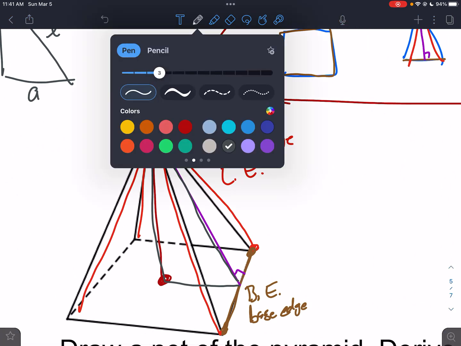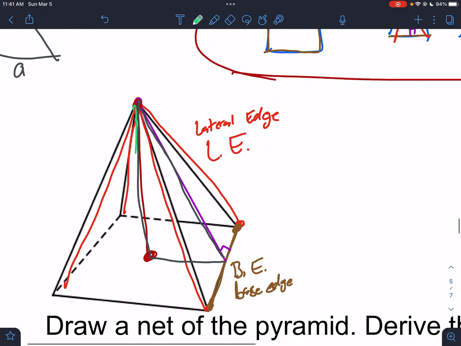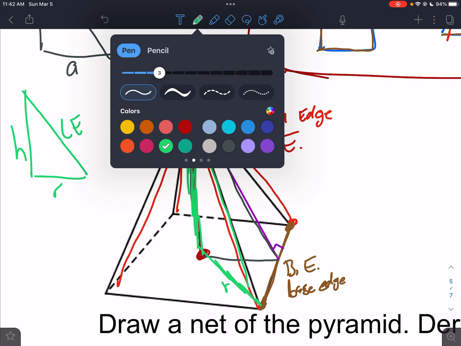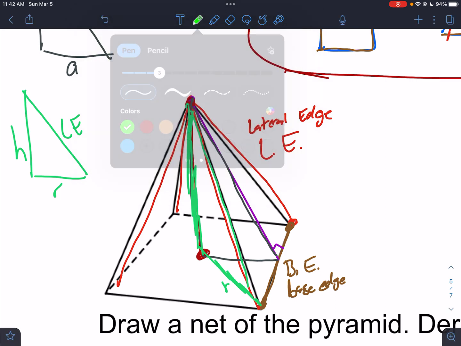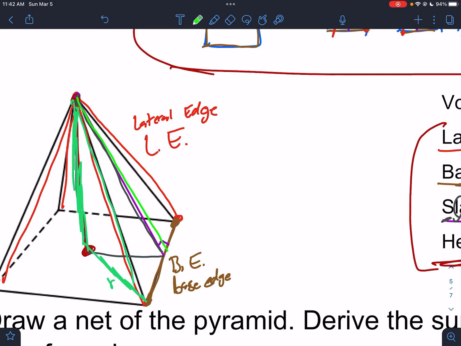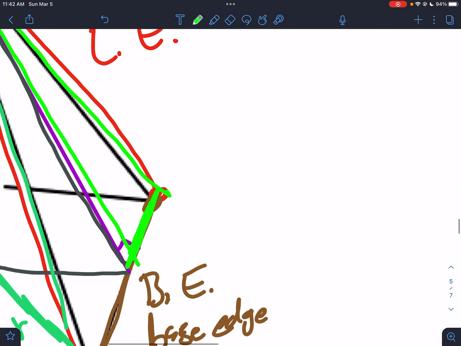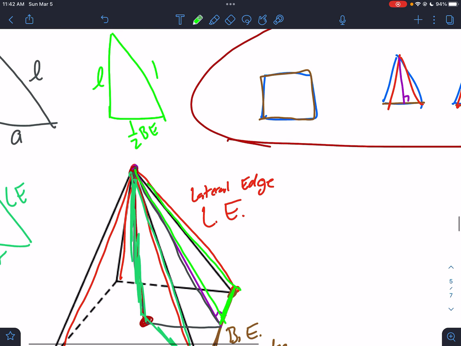There's another one in here that connects the height to the corner, and that is the height connected to the corner via the radius, and the lateral edge is the hypotenuse. And then the next one, we probably use it the most often: the slant height is connected to the lateral edge. So we have another right triangle with the slant height, 1/2 the base edge, and the lateral edge is the hypotenuse.